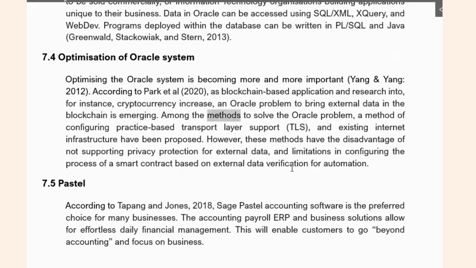Among the methods to solve the Oracle problem, a method of configuring practice-based transport layer security, TLS, and existing Internet infrastructure have been proposed. However, these methods have the disadvantage of not supporting privacy protection for external data, and limitations in configuring the process of a smart contract based on external data verification for automation.